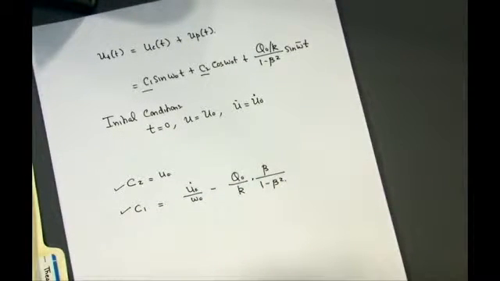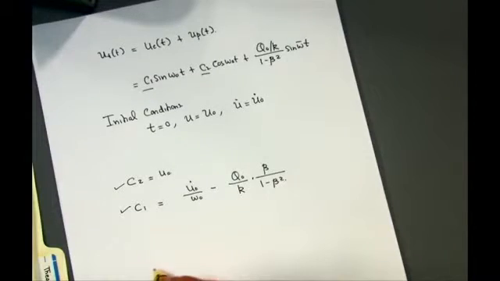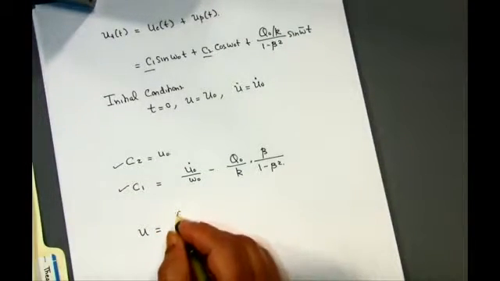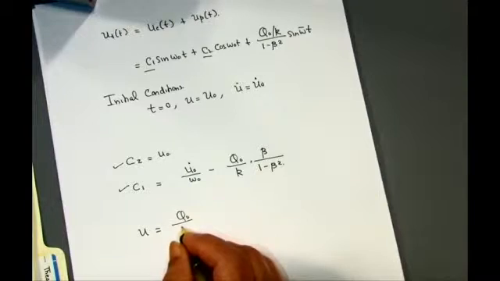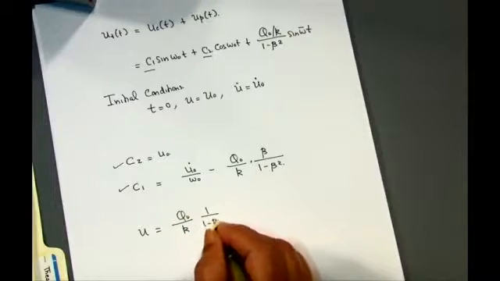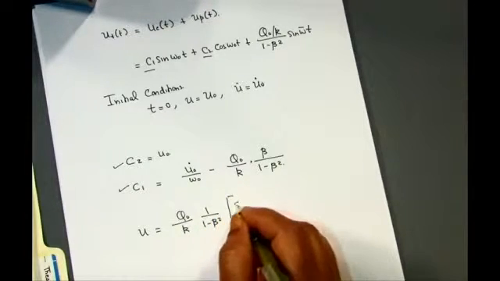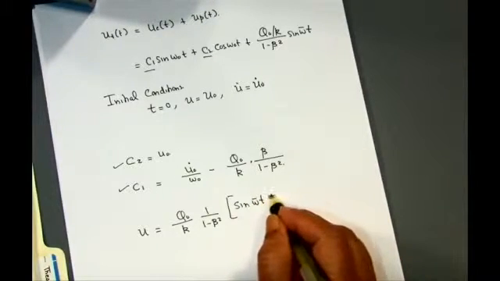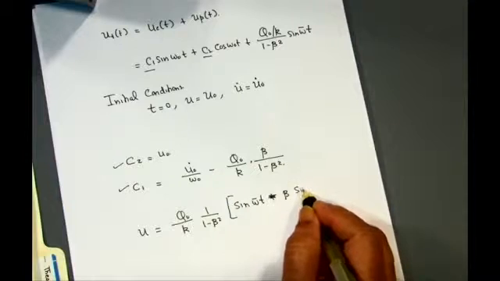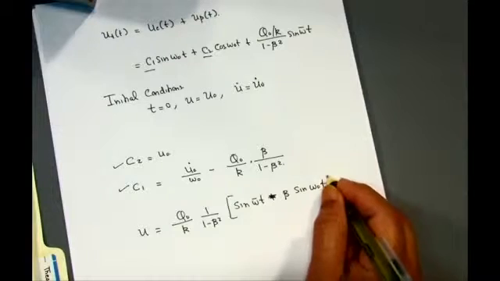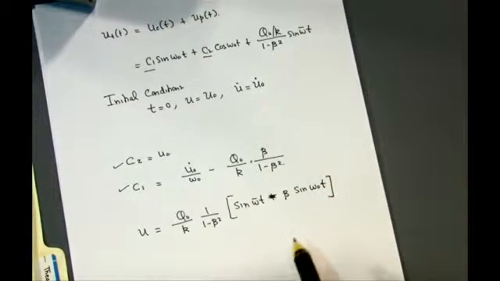Now, we can write the complete response of the system, and I am going to write the final form, which will be u is equal to q 0 divided by k times 1 over 1 minus beta square, times sine omega bar t minus beta sine omega 0 t.